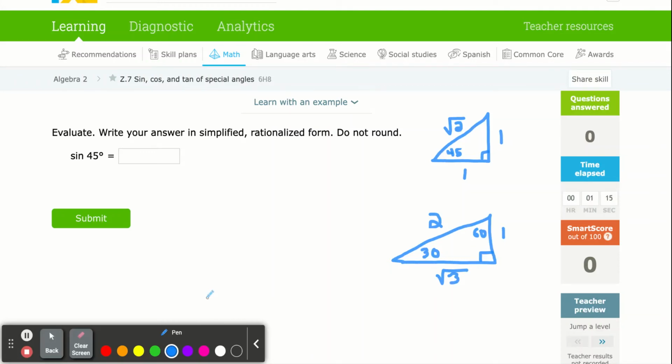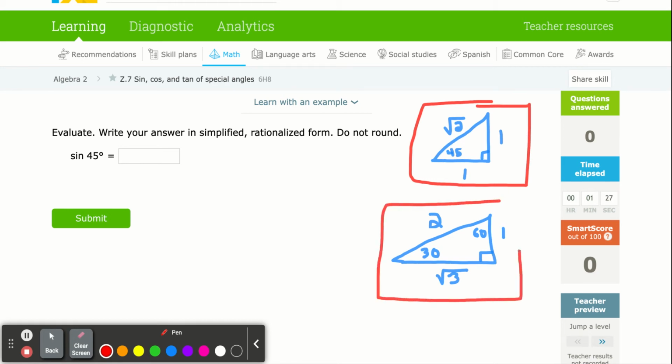Welcome. In this lesson, I want you to take the moment right now and write down these two special right triangles, the 45-45 right triangle and the 30-60 right triangle. Using these two triangles, no calculator necessary, you're going to be able to do this lesson and the next.